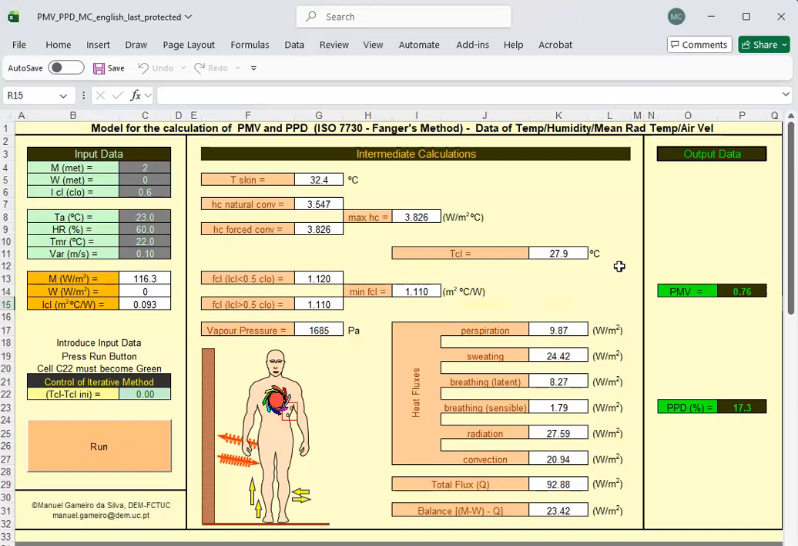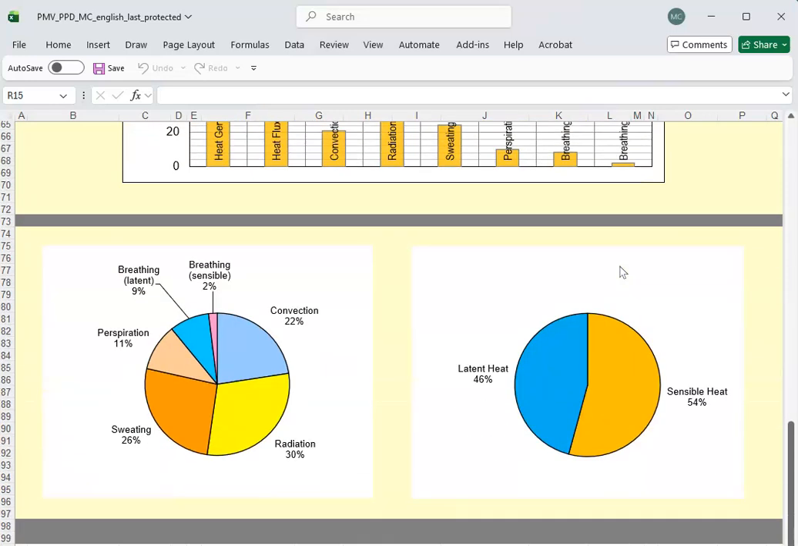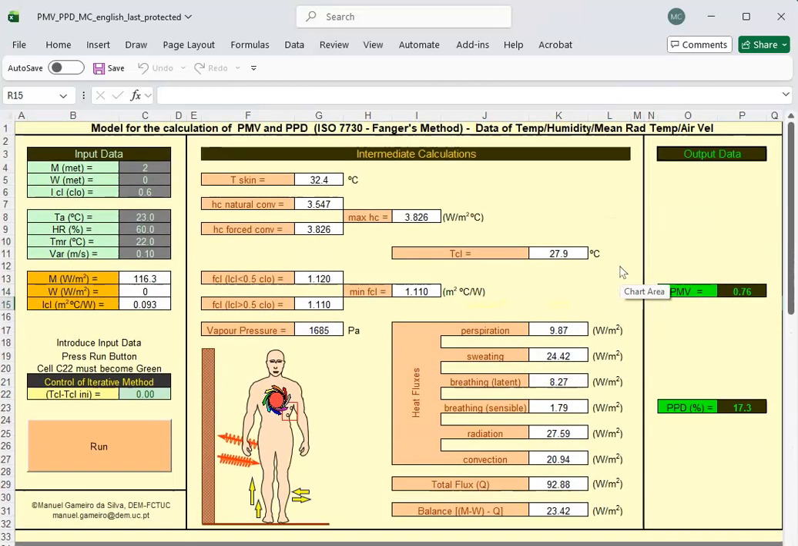And we have also here the same type of representations that I was showing in the previous spreadsheet. And that's all regarding this tool that I developed to be used in my classes in the course about indoor environmental quality in the module dealing with thermal comfort.